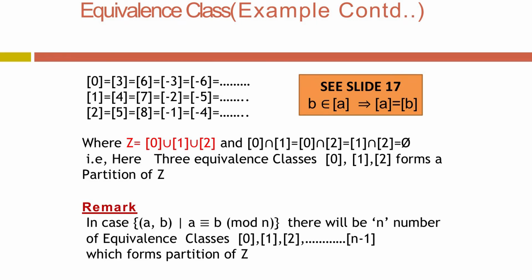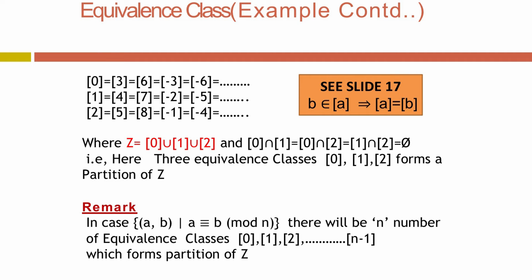Now, you see the remark. So, if the case is A congruent B mod n, what will be the number of equivalence classes? If it is mod 3, then there are 3 equivalence classes 0, 1, 2. If it is mod 4, then there will be 4 equivalence classes 0, 1, 2, 3. If it is mod 5, then there will be 5 equivalence classes 0, 1, 2, 3, 4. If there are n equivalence classes, then the equivalence classes are equivalence class 0, equivalence class 1, equivalence class 2, up to equivalence class n minus 1.